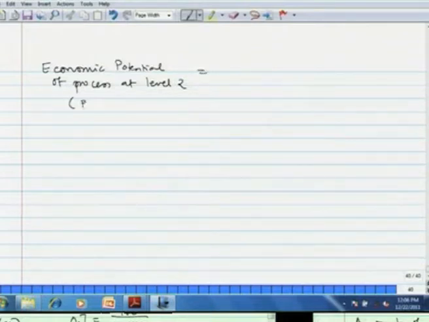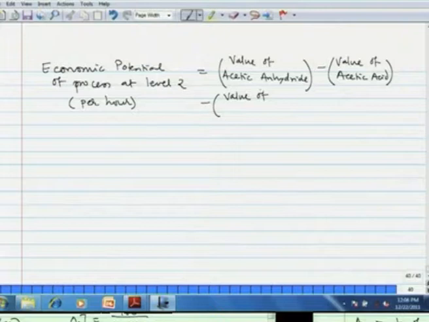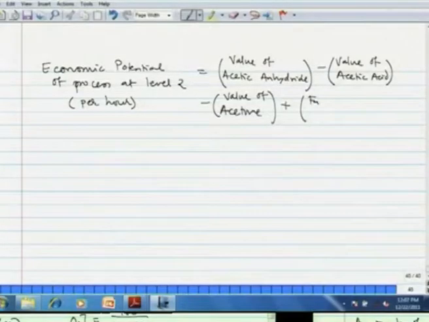The economic potential on a per hour basis will be the value of acetic anhydride, the main product, minus the values of the two reactants, value of acetic acid and value of acetone, plus the cost of the energy that we recover through combustion of the gaseous side product, that is the fuel value of CO, CH4 and C2H4.